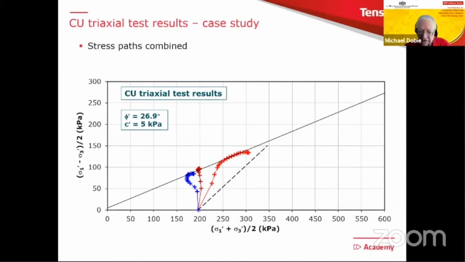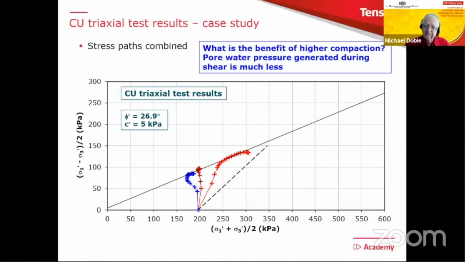Just to remind ourselves what the total stress line looks like, I've just left the middle group behind there. And I've posed a question here. Well, okay, they all have the same c dash and phi dash. So what's the point of high compaction? Why not just compact it badly?